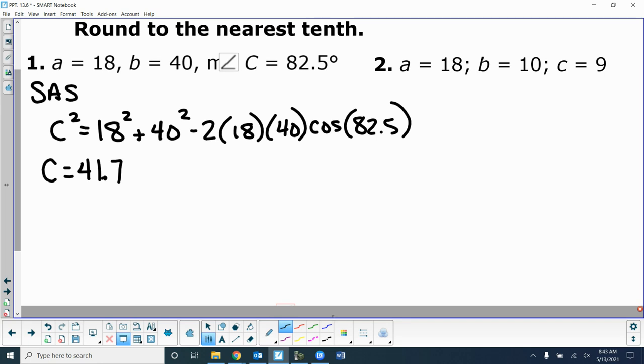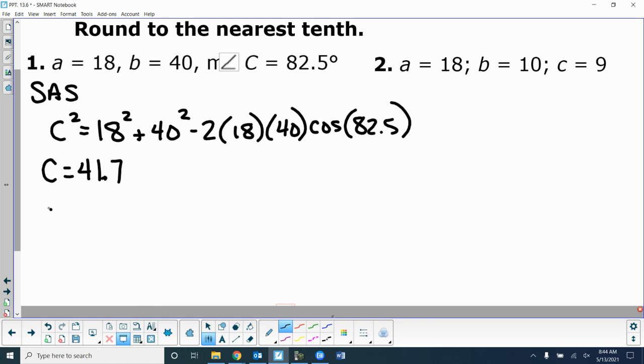Do we find angle A or angle B whenever we go from law of cosines to law of sines? A, the smaller one, right? How do we know A is smaller? The side's smaller, right? The angle is opposite the side. The smaller side means smaller angle, all right?